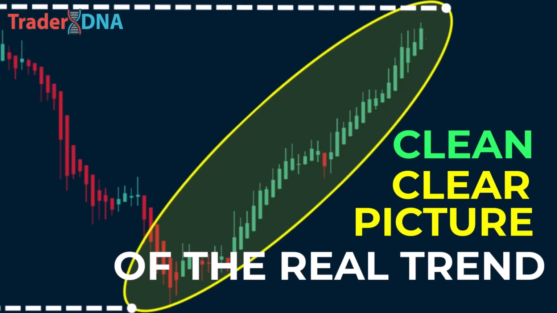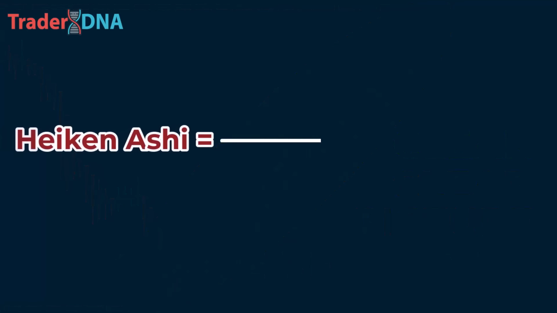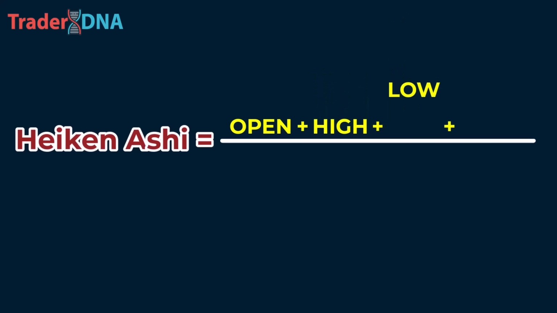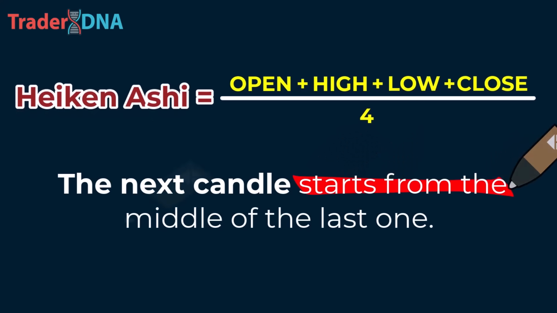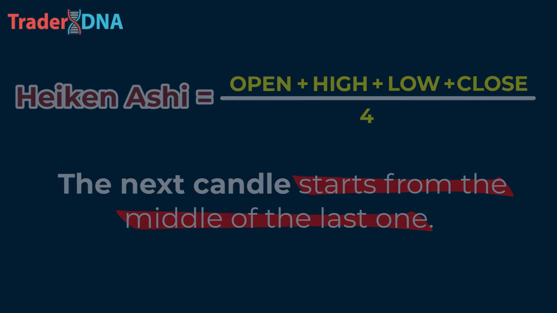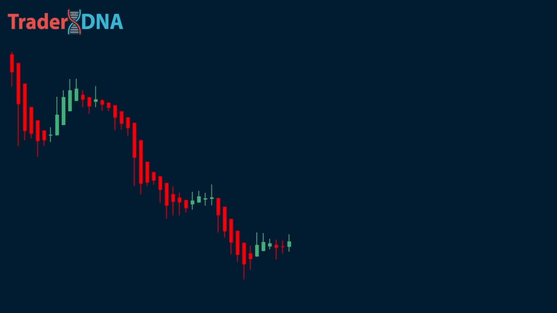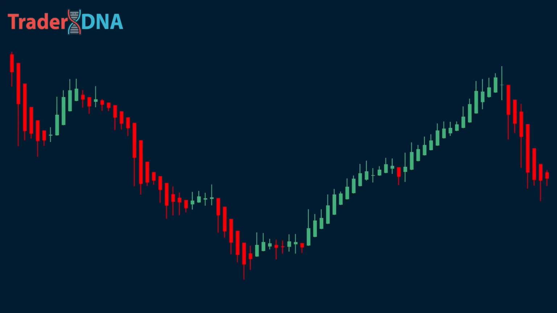Here's how it works. Instead of just closing wherever the price ends, Heiken Ashi takes the open, the high, the low, and the close, adds them together, divides by 4, and then creates a new candle. And the next candle, that one starts from the middle of the last one. It's like the chart is averaging itself in real time, creating this super smooth flow of price action that's way easier to read. And here's the cool part.